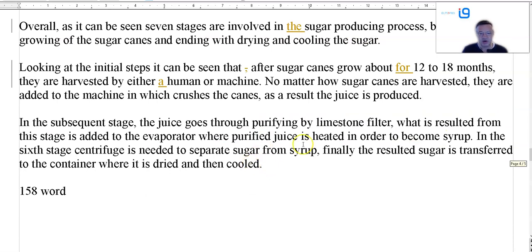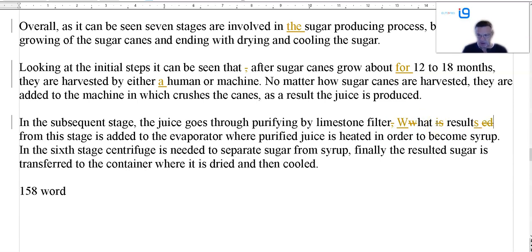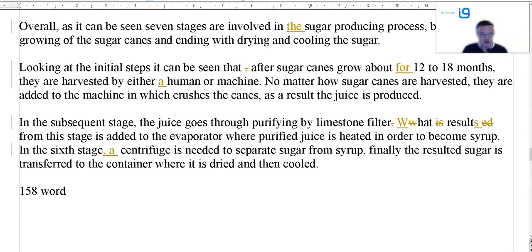Subsequent stage, the juice goes through purification processes. What results from this stage? That's the evaporator. Syrup in the 6th stage. A centrifuge is needed to separate sugar from syrup. The resultant sugar is transferred, dried and then cooled.